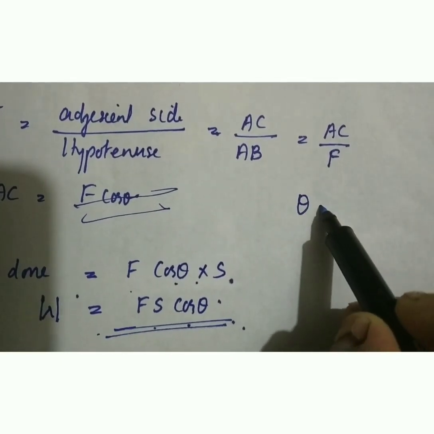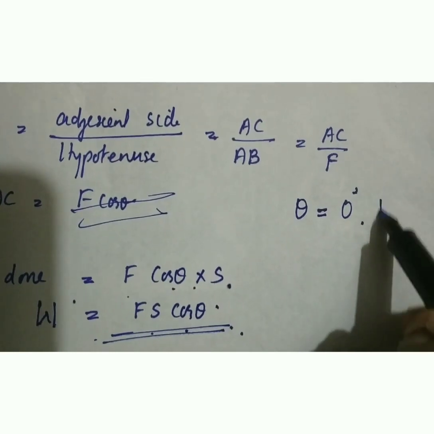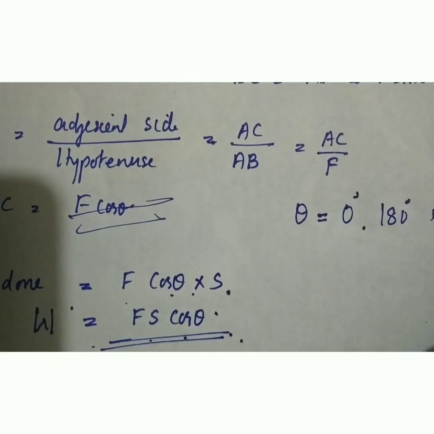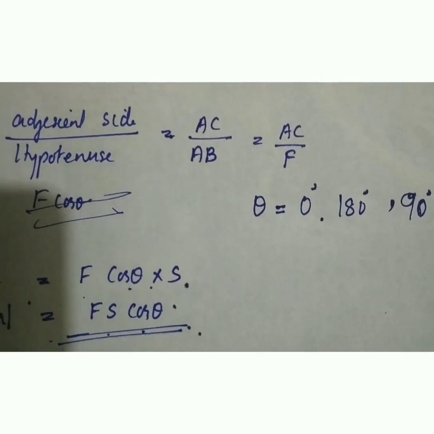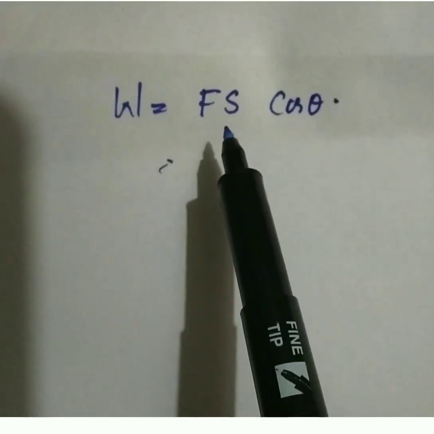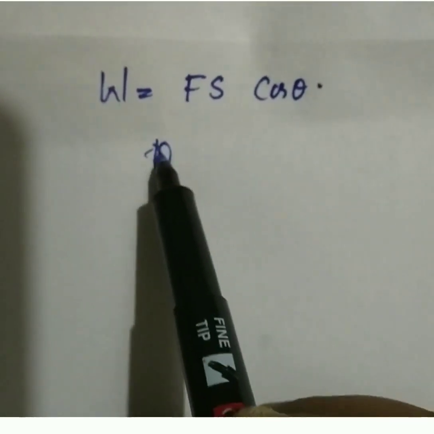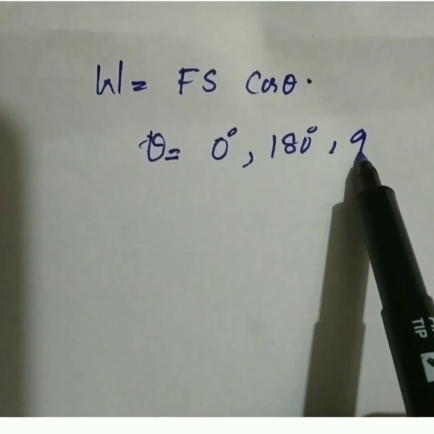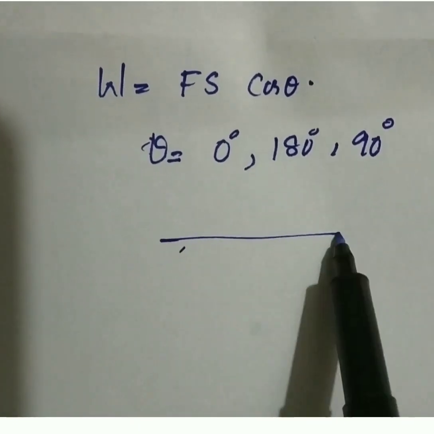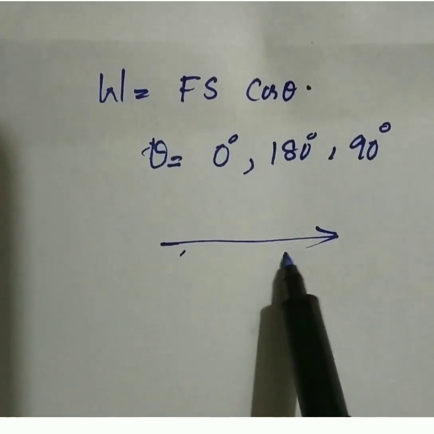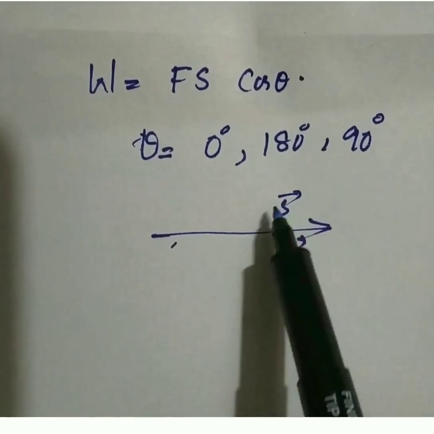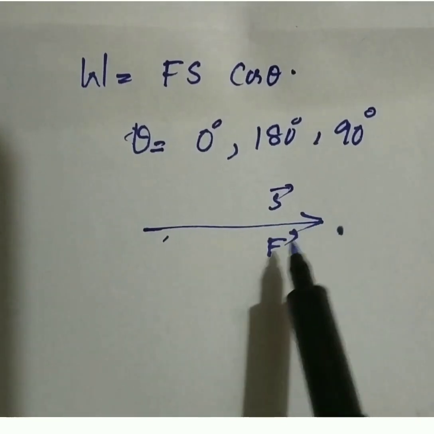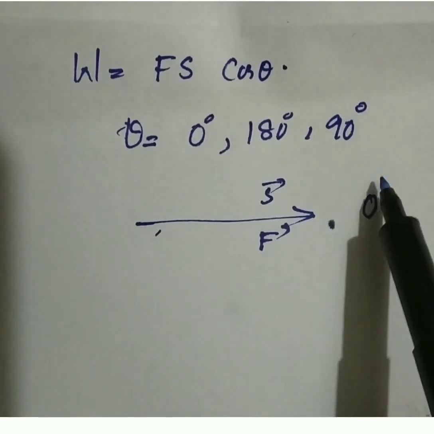Okay. Now, theta or the angle may be 0 degree, 180 degree or 90 degree. So work done W is equal to Fs cos theta and theta may be 0 degree, 180 degree or 90 degree. Suppose force is acting in the horizontal direction and displacement is also in the same direction. Then the angle between them will be 0 degree.